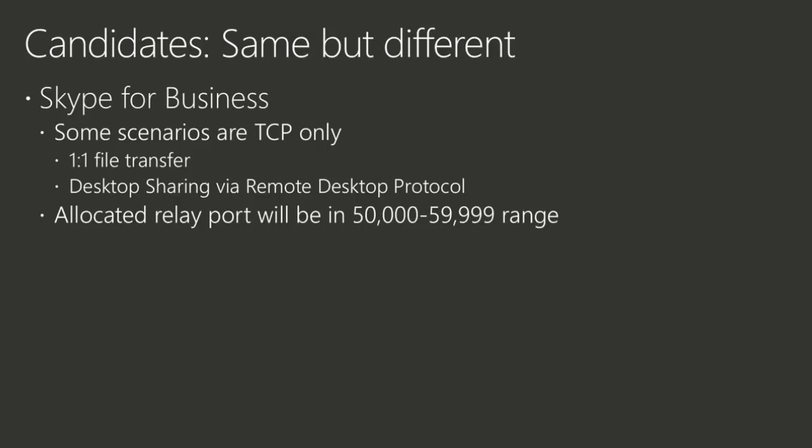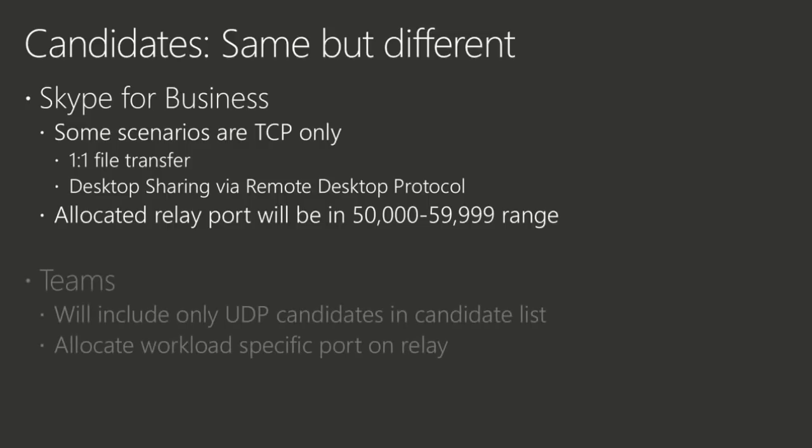Also, what's interesting, the allocated ports will always be in the 50K range. So every time the relay tells me, hey, you can use this port, it will be in the 50K port range.